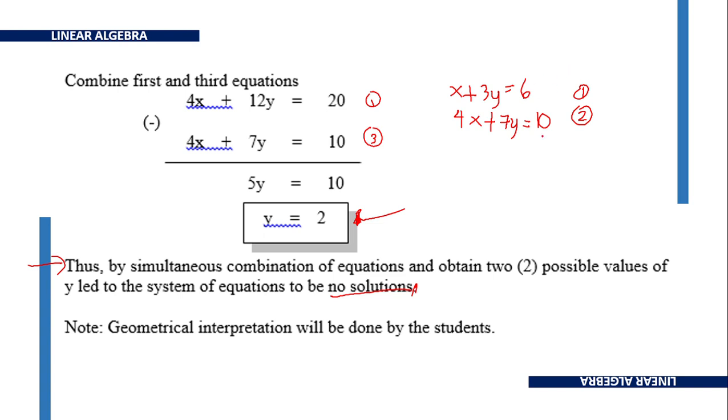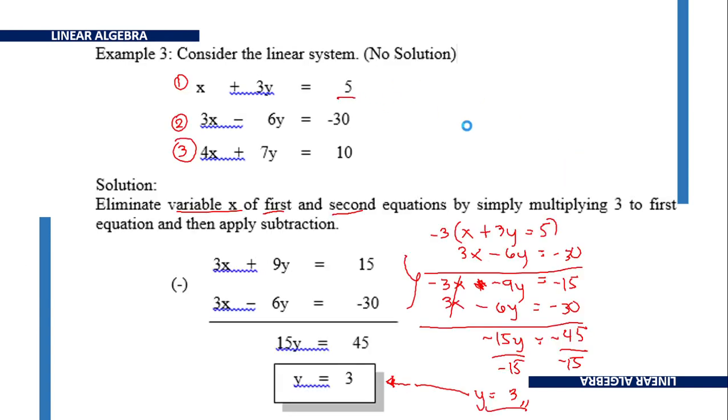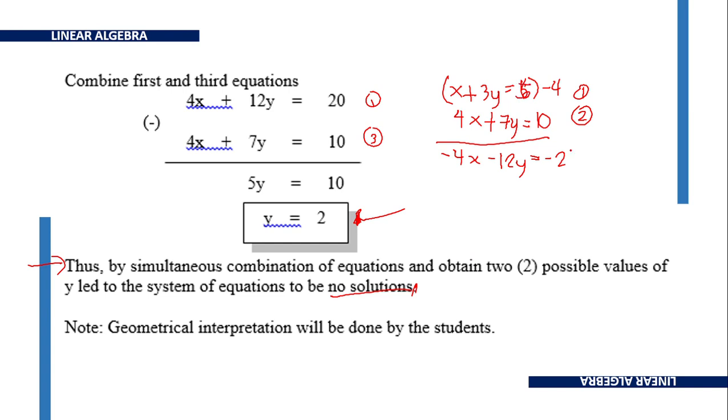Okay, so let's continue here. Nag-multiply lang siya dun sa first equation ng negative 4. So, we have negative 4x minus 12y equals negative 24. Wait lang, mali pa. Ay, sorry, mali pa lang akin ito. Ito dapat ay negative 20. Then, we have 4x plus 7y is equal to 10. So, cancel na siya. Then, we have negative 12y plus 7y is negative 5y. Then, negative 20 plus 10 is negative 10. So, divide both sides by negative 5. So, we have y is equal to 2.